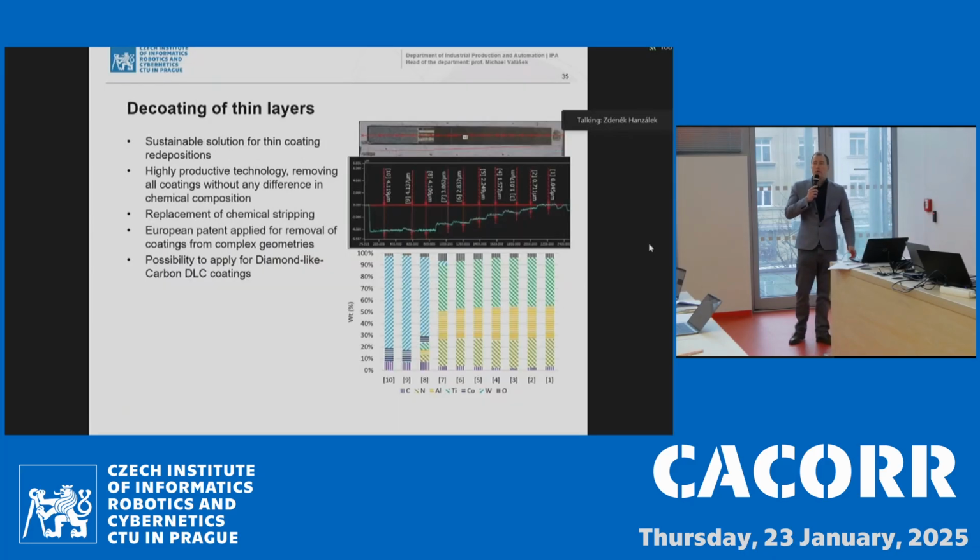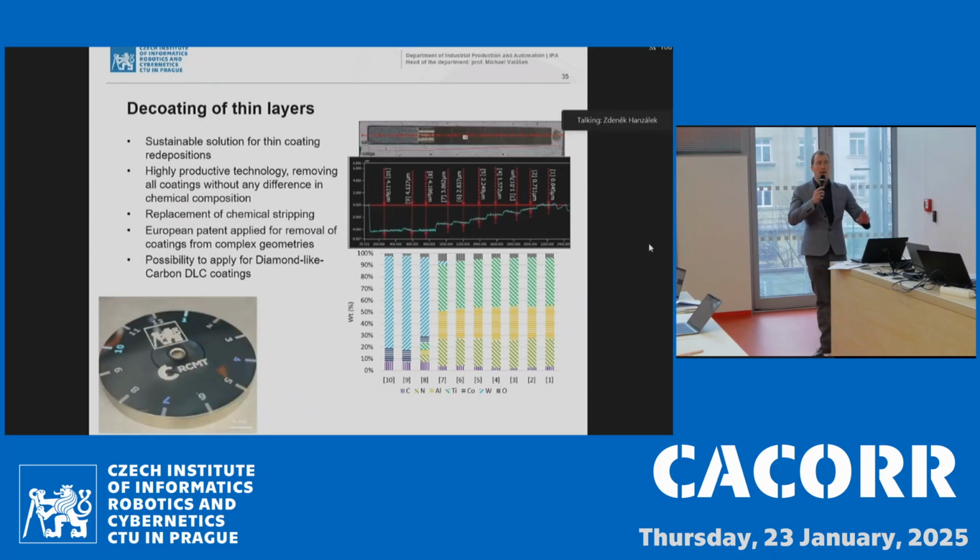Another case is laser stripping or decoating of thin layers. We can apply it, for example, for manufacturers of cutting tools. For example, Dormer Pramet wanted us to create laser stripping without any affecting of the substrate material. In this picture, you can see that there were created some stairs, and there is an interface between the thin coating and the substrate without any residues of the thin layer.